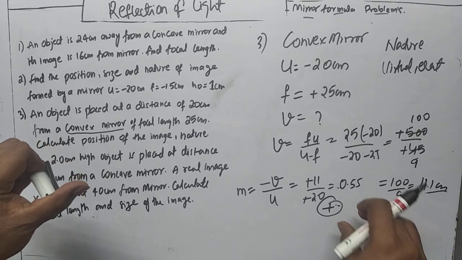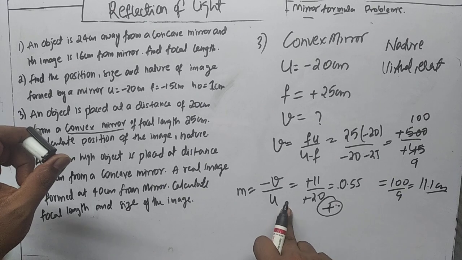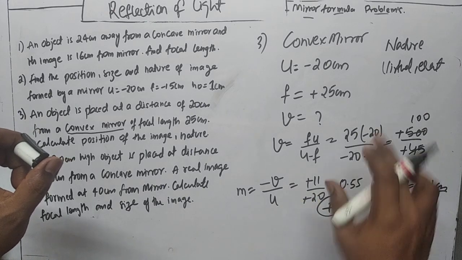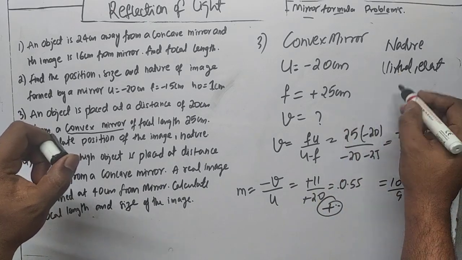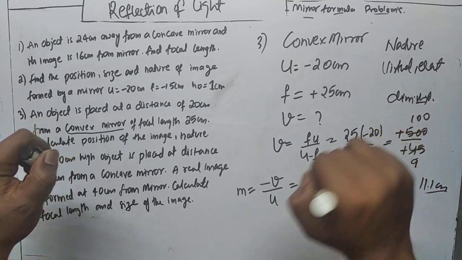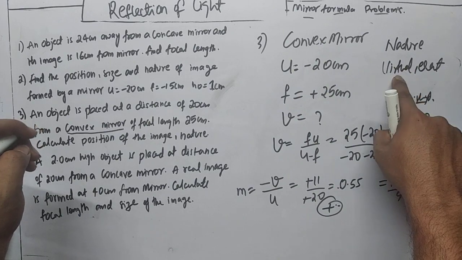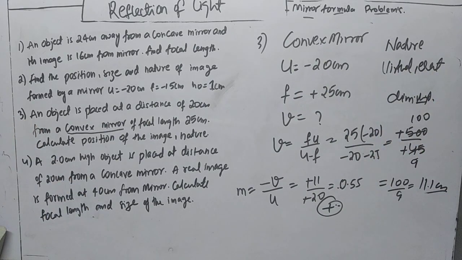Also we find that v value is smaller than u, so the image will be small, diminished. So diminished, virtual, erect. In a convex mirror, the image is always formed diminished, virtual and erect. Okay, this is the nature.